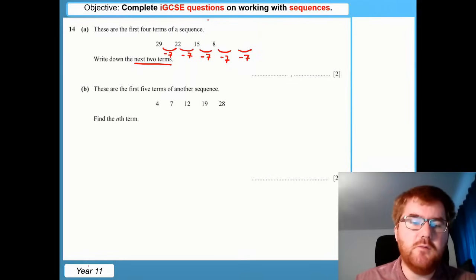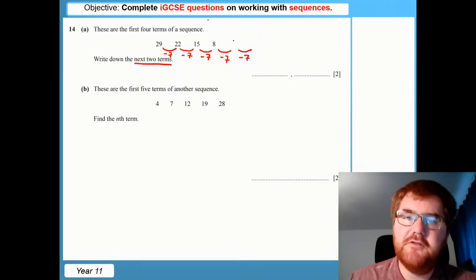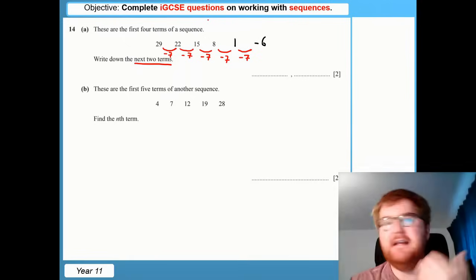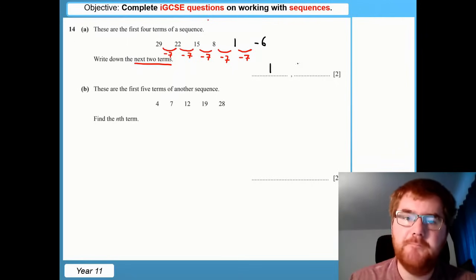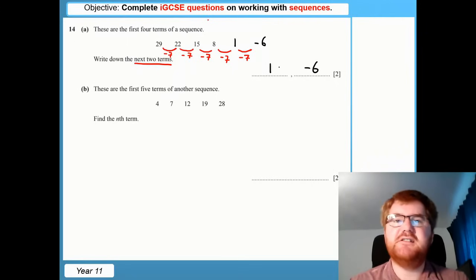And then we just need to work out what calculation that is. Well, 8 minus 7 is equal to 1. And 1 minus 7 is equal to minus 6. Again, you've got a calculator if you need to check those as well. So our answer is going to be 1 here and minus 6.